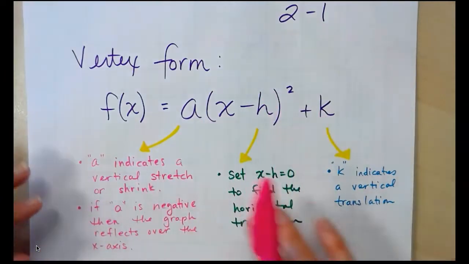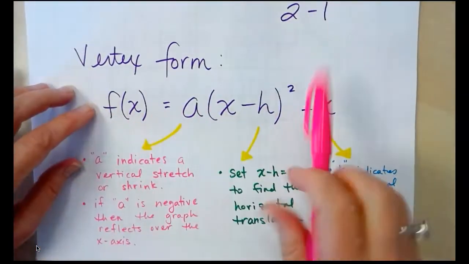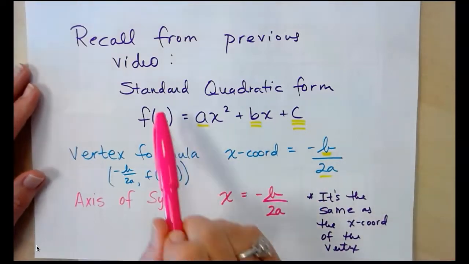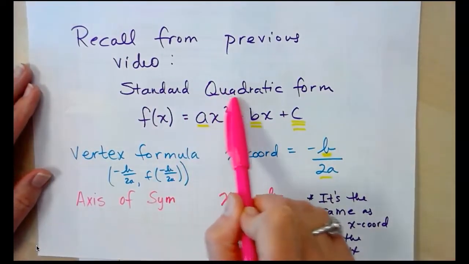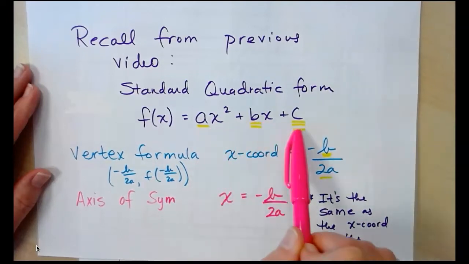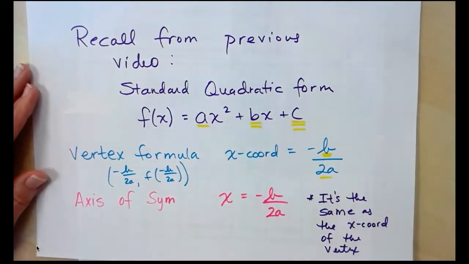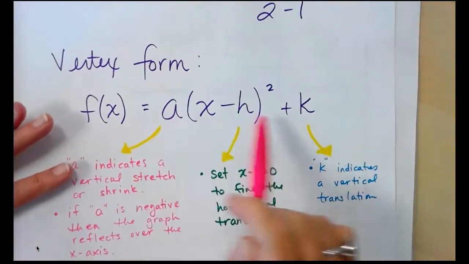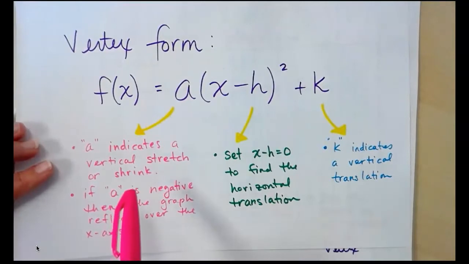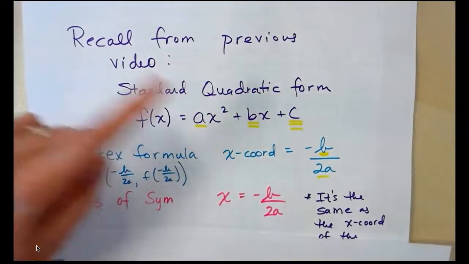So before we get into the bottom here, let's compare the vertex form to what you saw in the last video, which was given the standard quadratic form, f of x equals ax squared plus bx plus c. This form is just expanded where this form is factored. But as I said, the a is the same a that we have here.